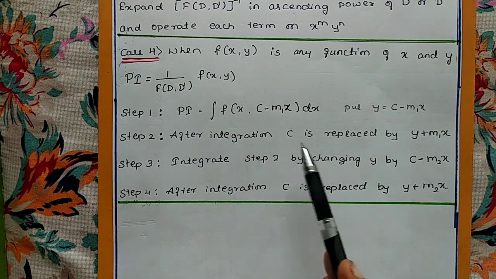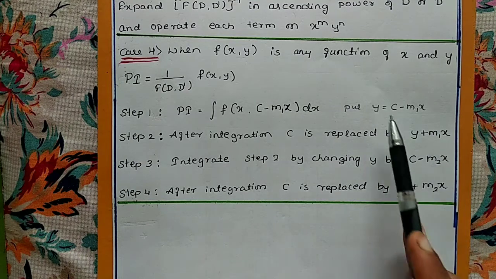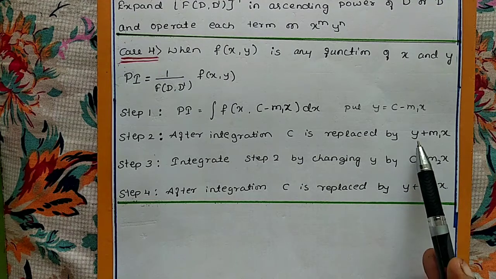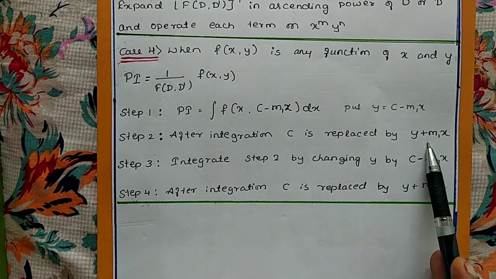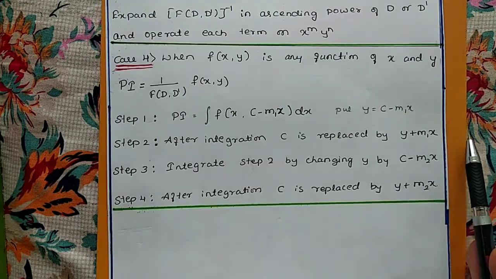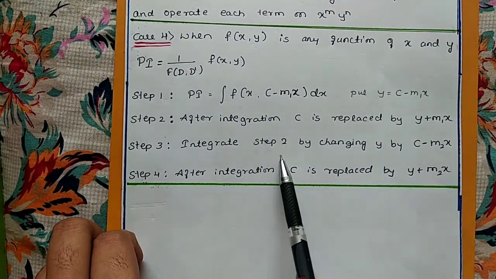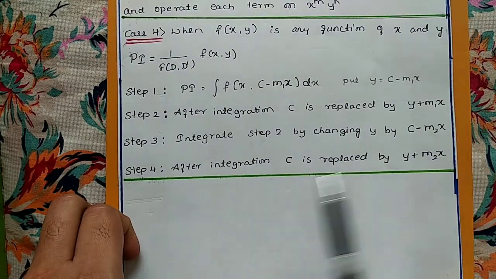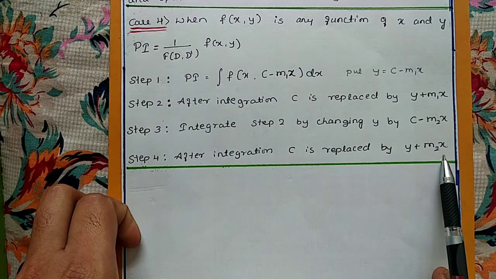After integration, c is replaced by y + m1x, because we took y = c - m1x, so we have to replace c by y + m1x. If the auxiliary equation has only one root, then this step is enough. But if the auxiliary equation has another root, then integrate step 2 by changing y to c - m2x. Then after integration, c is replaced by y + m2x.